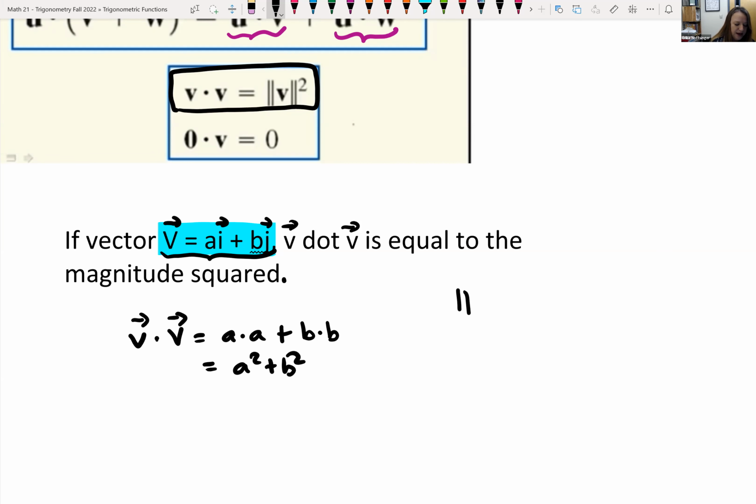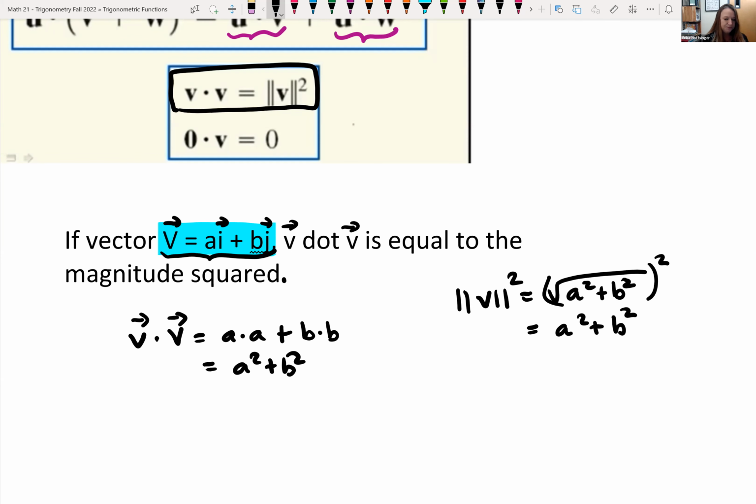where if we looked at the magnitude of v quantity squared, this is equal to the square root of the horizontal component squared plus the vertical component squared, that quantity squared. So squaring a square root gets rid of the radical, and we're left with a squared plus b squared, which we got with a dot product.